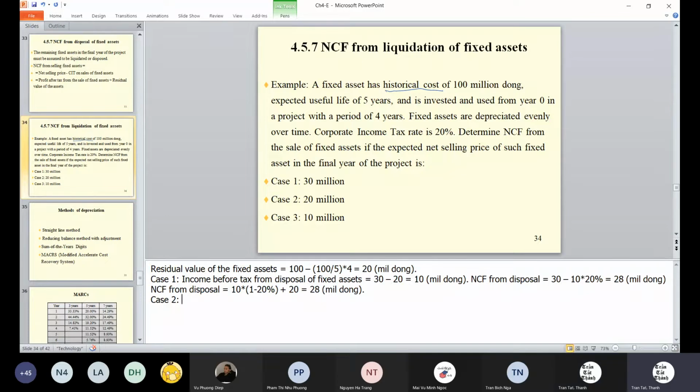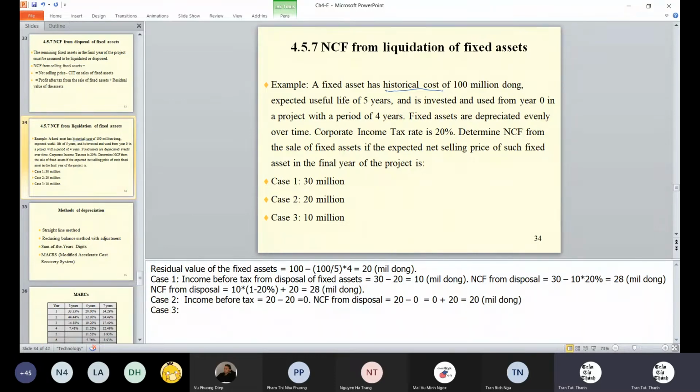For case 2, income before tax from disposal of fixed assets would equal 20 minus 20, which is equal to 0. Then the net cash flow from disposal. There are two ways to do that. The first way is to take the selling price minus 0, because you do not have to pay tax. The second way is to take 0, which is the income after tax, plus the residual value, and what you get is 20 million dollars.